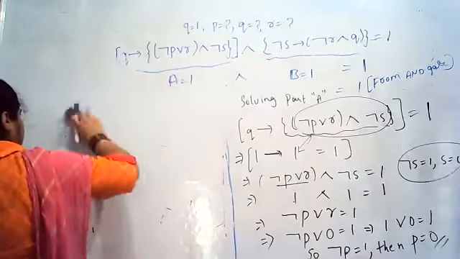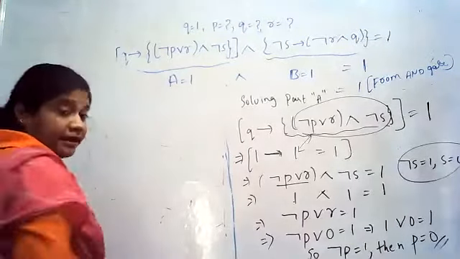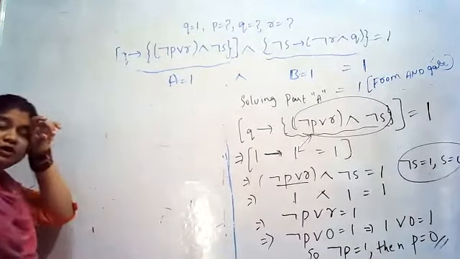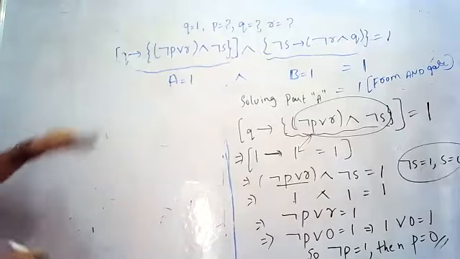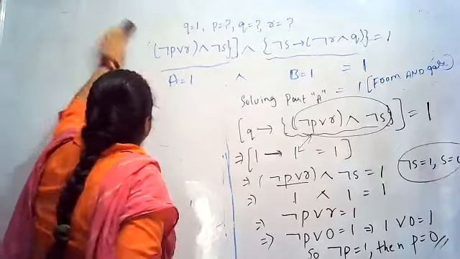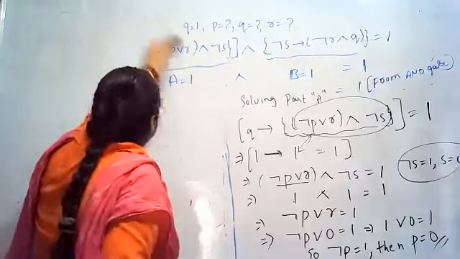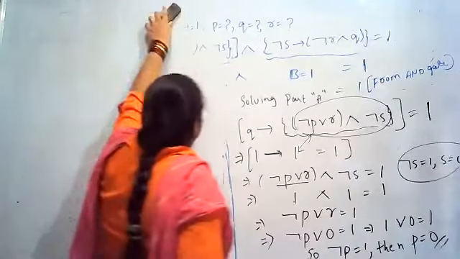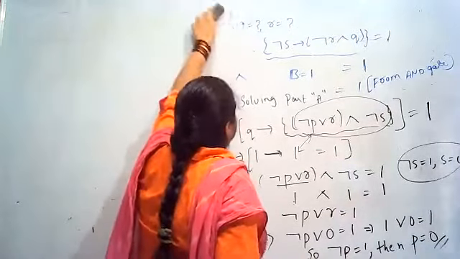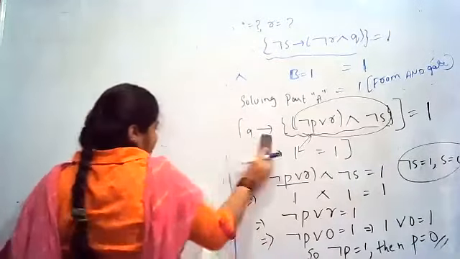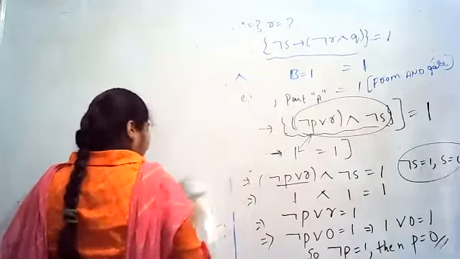First problem we started was about joining of a preposition with words. Joining of a preposition with words. Then we solved a truth table, just write the truth table. Then we have seen find out the truth values.